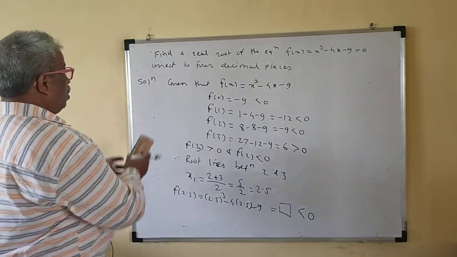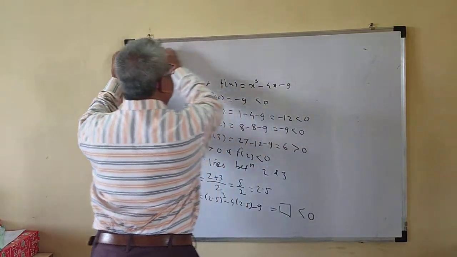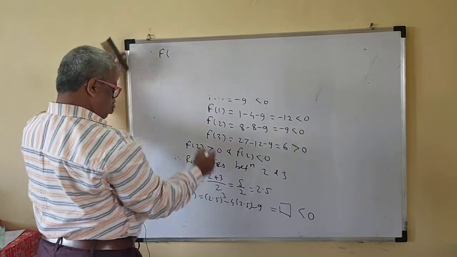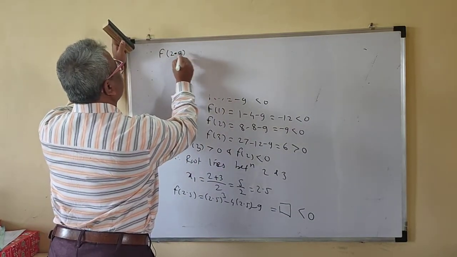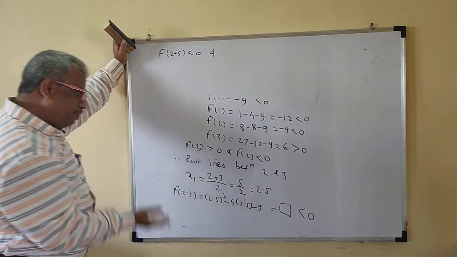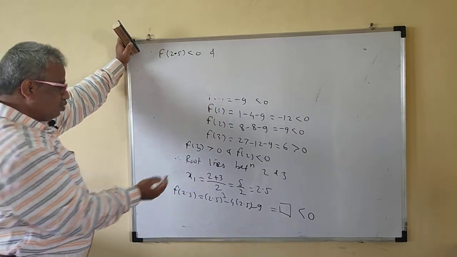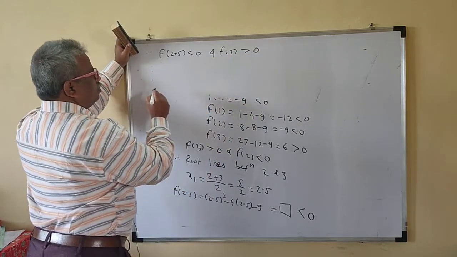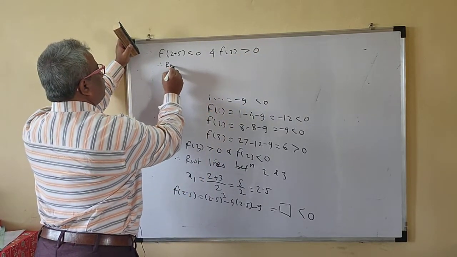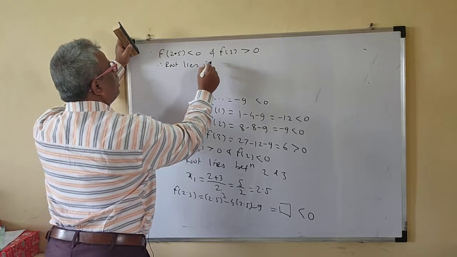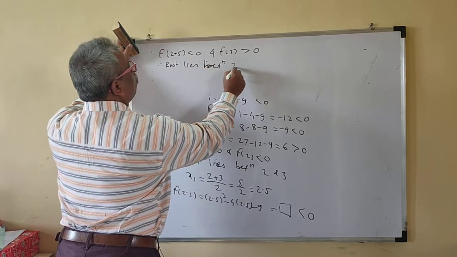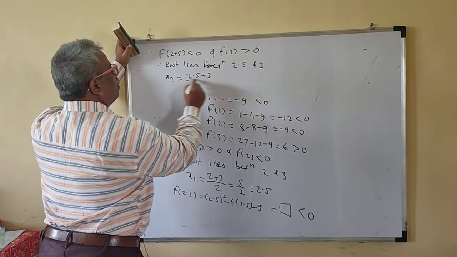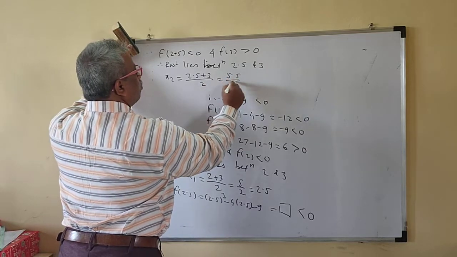So now f of 2.5 is less than 0. Just see the previous one. Which one is positive? F of 3 is positive. F of 3 is greater than 0. Right? So therefore root lies between 2.5 and 3. Now your x2 is 2.5 plus 3 upon 2, that is 5.5 upon 2.